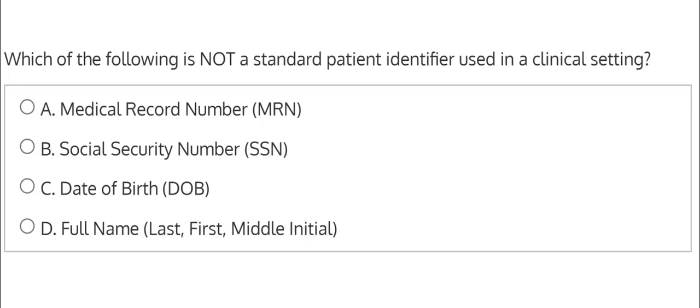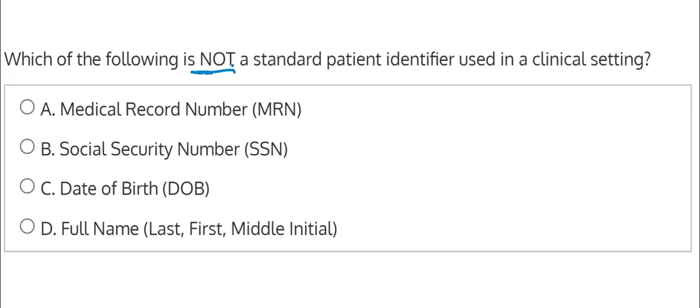This question states, which of the following is not a standard patient identifier used in a clinical setting? So it's important to pay attention to the bold not. As a reminder, we are looking for which answer choice is incorrect, meaning that the 3 choices that we are not going with will be correct.